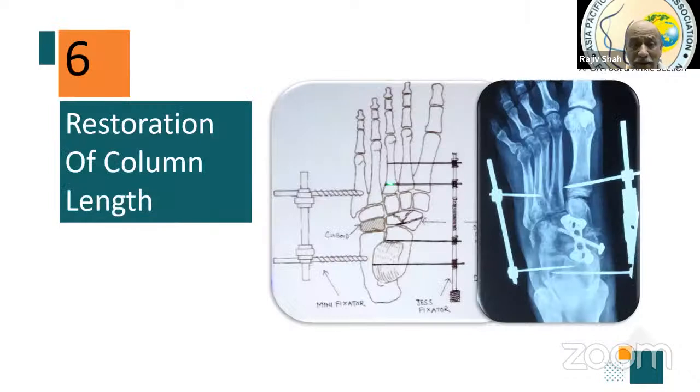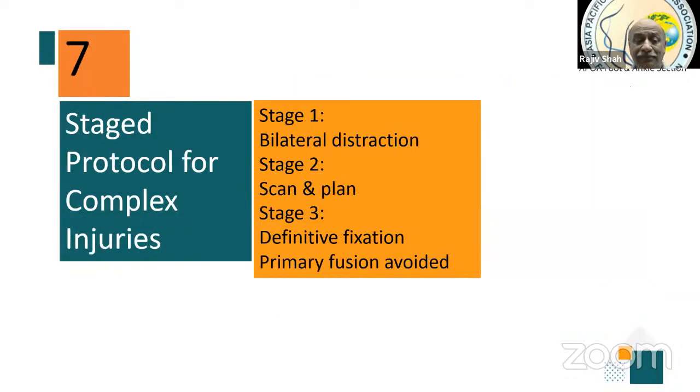The sixth commandment of midfoot trauma management is restoration of column length. Very, very important. You must restore the column length of medial as well as lateral. And as I also repeat what Dr. Dillon says, these traumas always have some exit point. So a medial side exit would go to the lateral side. So there could be radiologically undetectable capsule or ligamentous injury. So by and large, you need bilateral distractors.